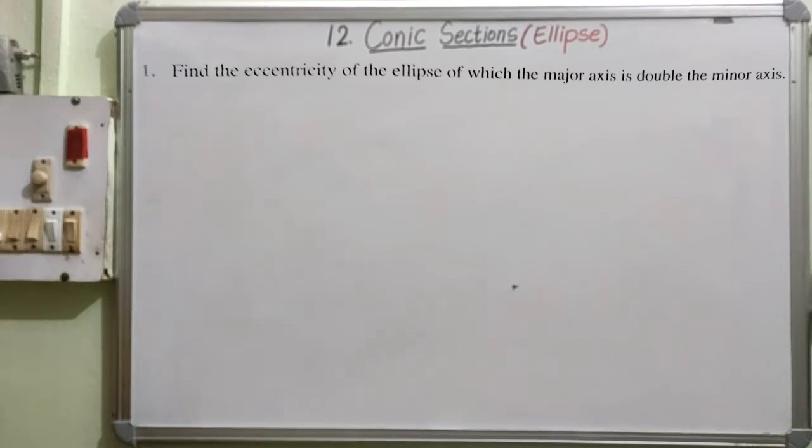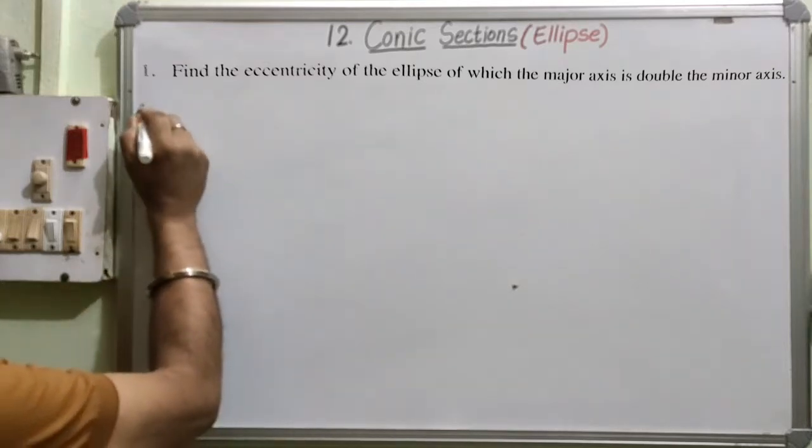Question number 1 says find the eccentricity of the ellipse. The question is to find the eccentricity of the ellipse of which the major axis is double the minor axis. Is it clear? So with the given information, we will try to find the eccentricity. So we can start the solution.